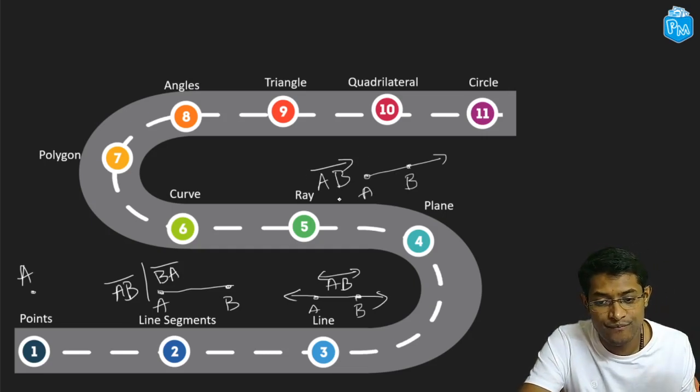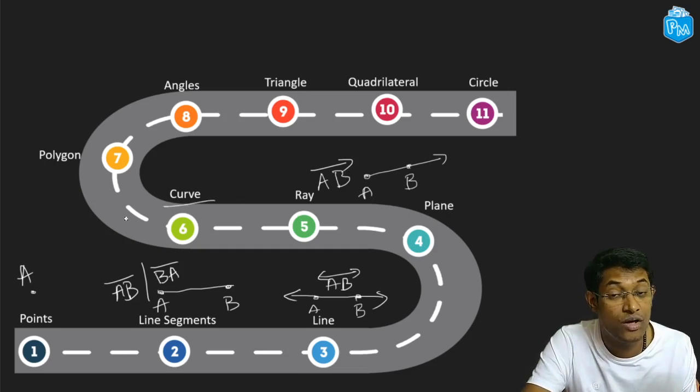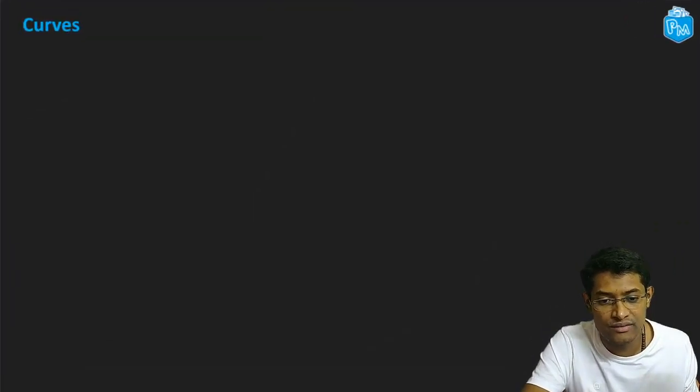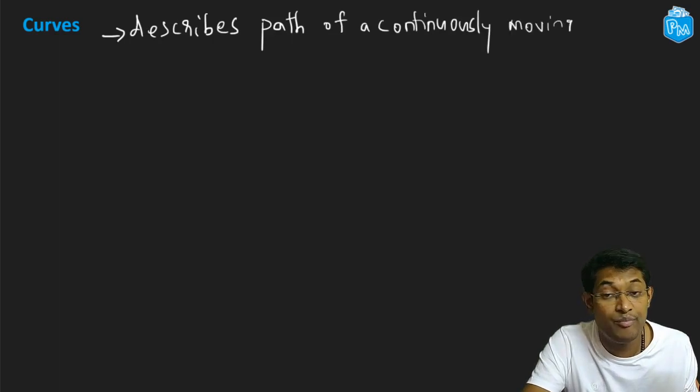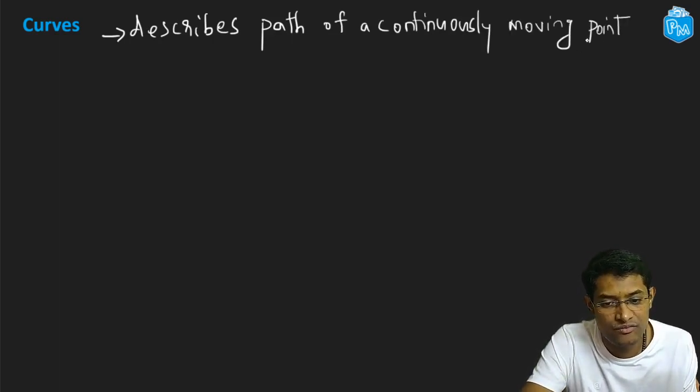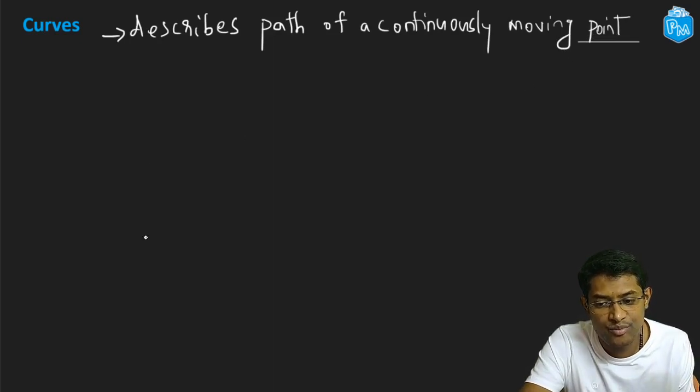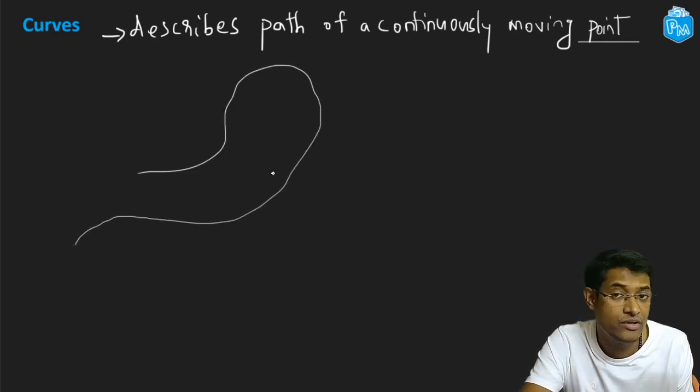All right, now the next topic that we are going to discuss is curves. Let's see what we mean by curve in maths. A curve describes the path of a continuously moving point. We know what a point is. Imagine a point is continuously moving, like you have the point over here. Say I start over here and it just keeps continuously moving. This could be called a curve.